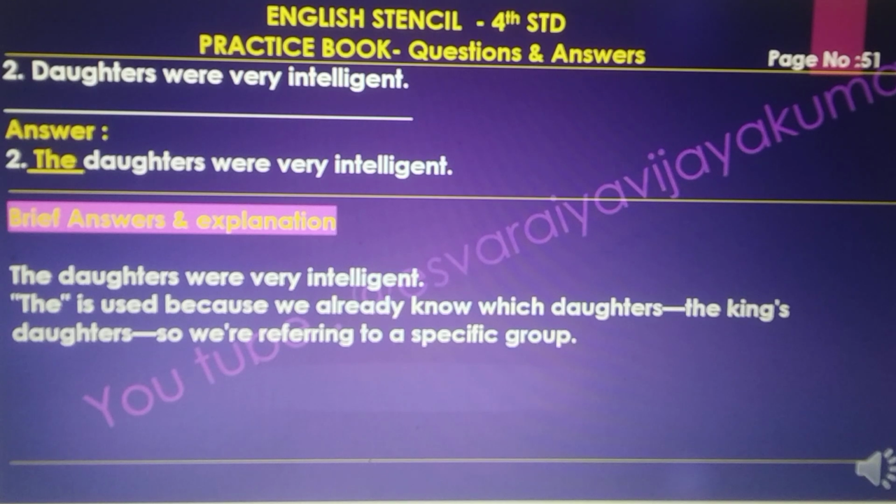And question number 2: the daughters were very intelligent. That is the answer. And the brief answer and the explanation of these questions: the daughters were very intelligent. The is used because we already know which daughters, the king's daughters, so we are referring to a specific group.